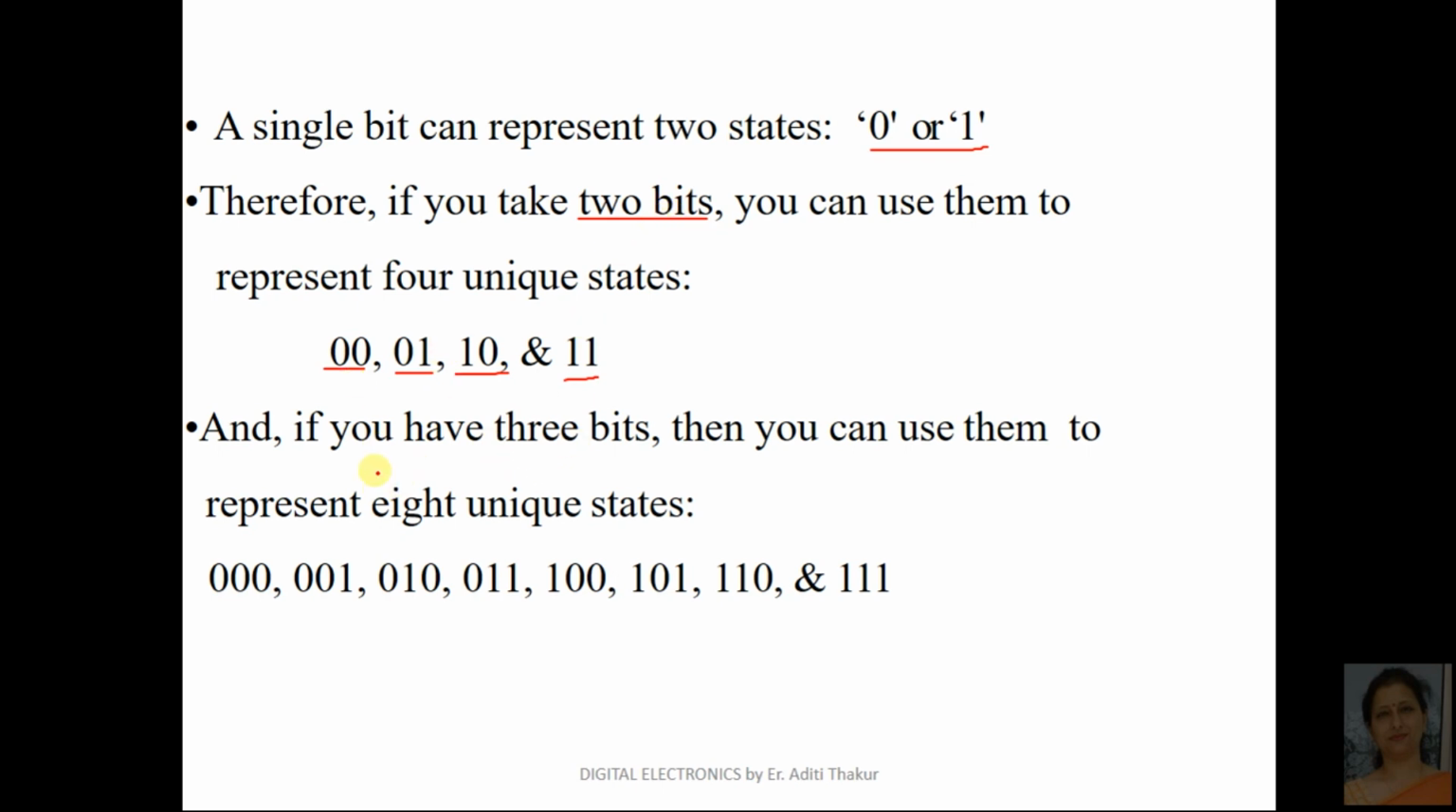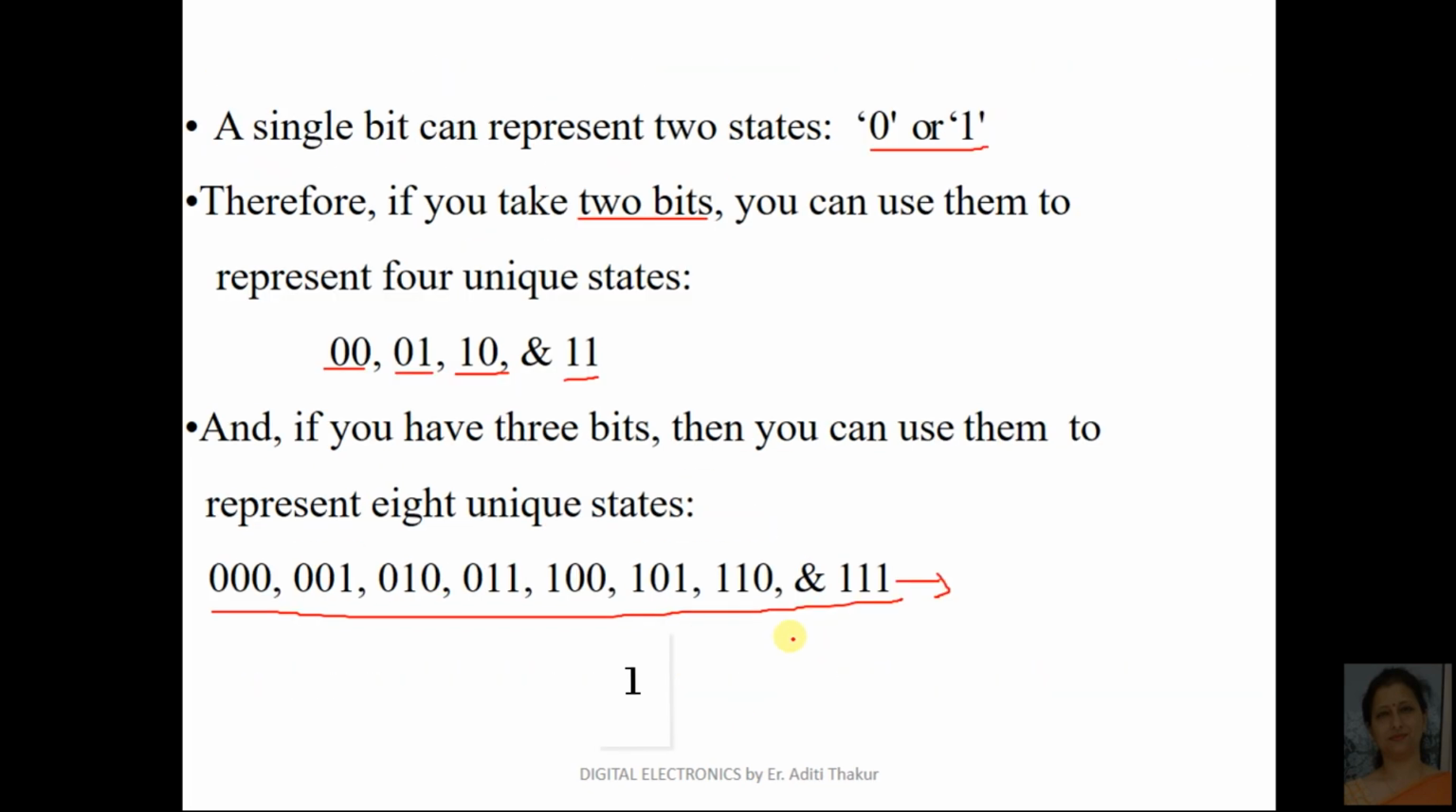Next, moving forward, if we have 3 bits, what is the number of possible states, or unique states, which we can represent using 3 bits? There are 8 unique states, or we can say 8 combinations which 3 bits can represent. These 8 combinations are from 0 0 0 to 1 1 1. There is no other combination using 3 bits except these 8 combinations.